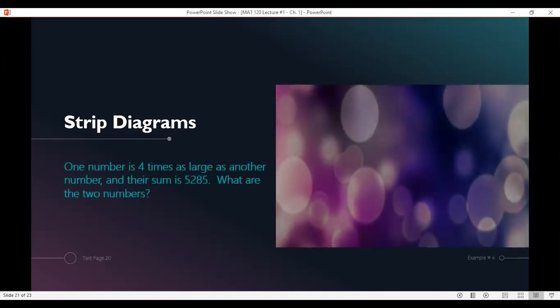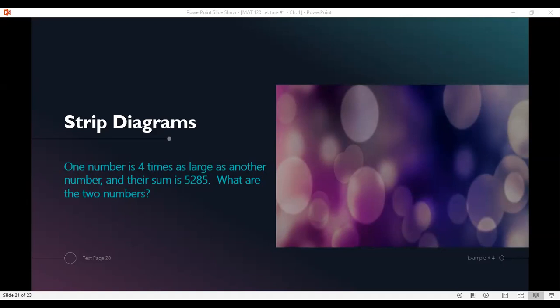And Amelia, this is the question. I think this is the exact question that you asked. Let me look. Is it the same one? It might be the same one. That number looks familiar. Let's see. 5285. Yep, it's the same question. So here we go. All right. This is the very question that was asked up front, and we're going to do it now with strip diagrams.